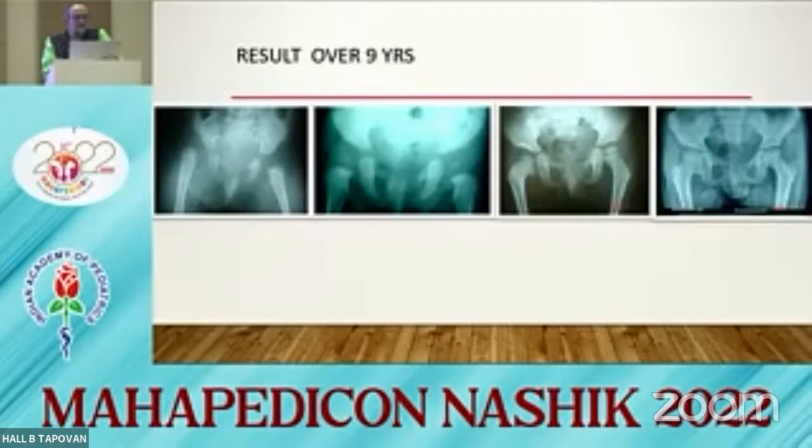So this is an example of a right DDH being treated by a closed reduction and spica. And that is his hip development over 9 years. And you can see perfectly normal acetabulum and head formation as time goes by. So the key to good, effective non-surgical treatment is surveillance. And what's new is surveillance.